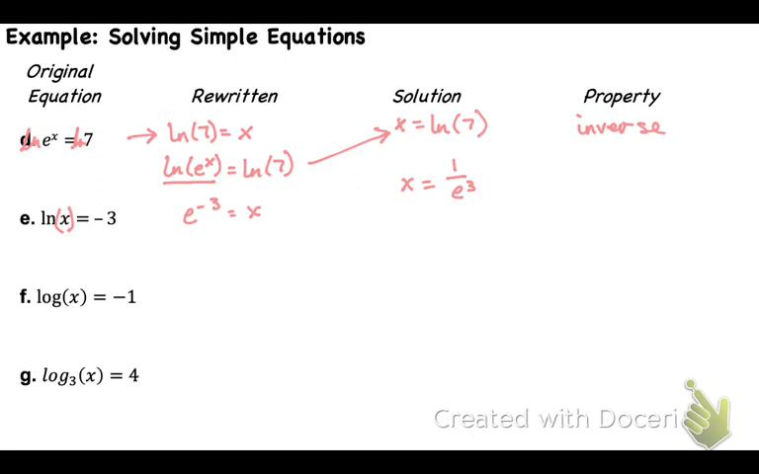And this is the inverse property again. Now, in the textbook, what they would say to do is raise both sides. So they would say e to the natural log of x equals e to the negative third, which is still x equals e to the negative third. That's just too much. To me, it's extra that you don't need to do.